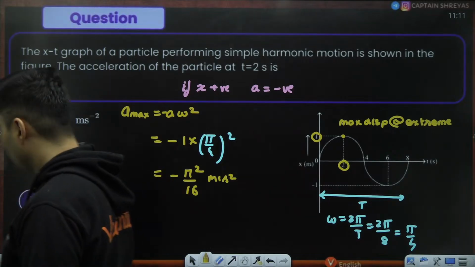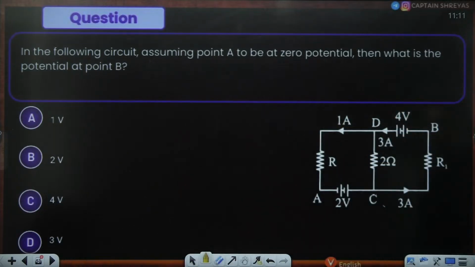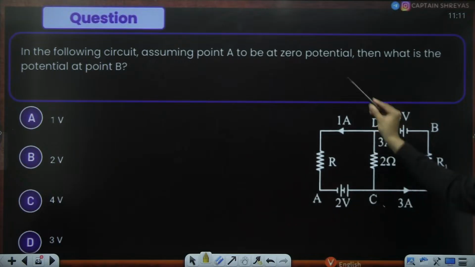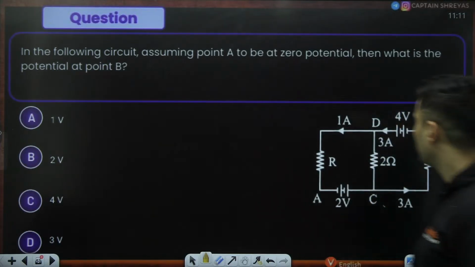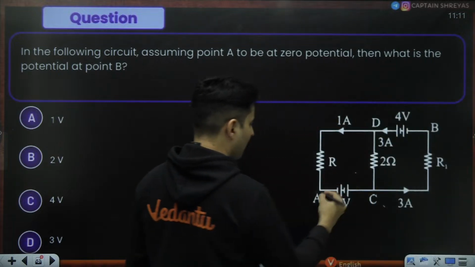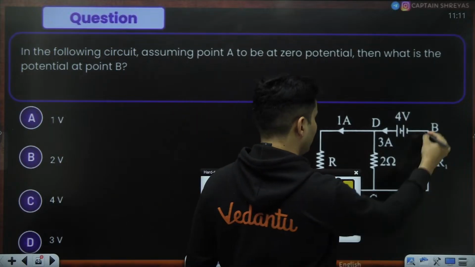Cool. Let's go, guys, to the next question on your screen. In the following circuit, assuming point A to be at 0 voltage, then what is the voltage of point B? Okay. I think most of the things are given. This is 0 volts and we have to find out what is the voltage at point B.